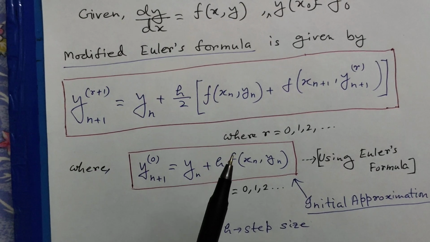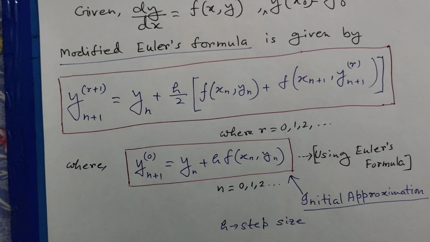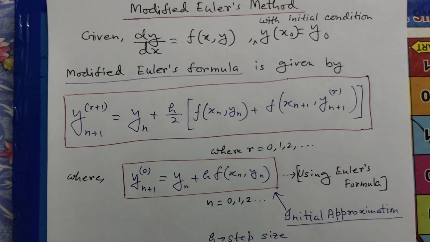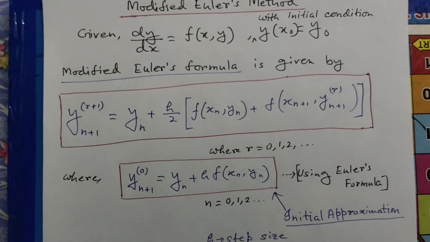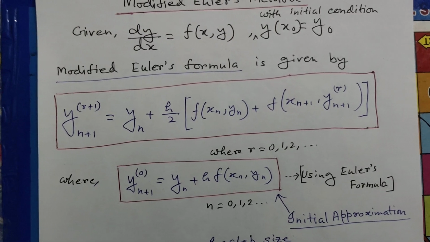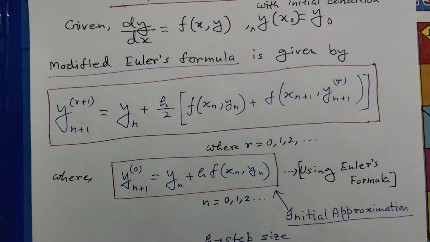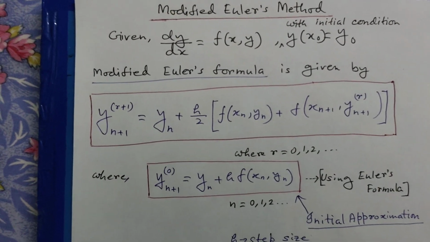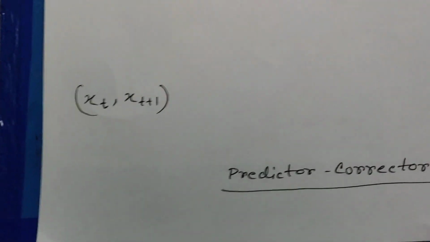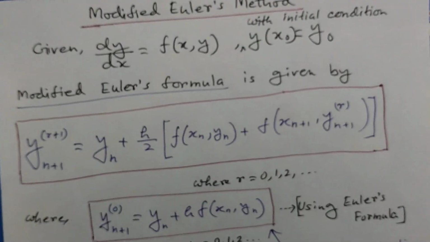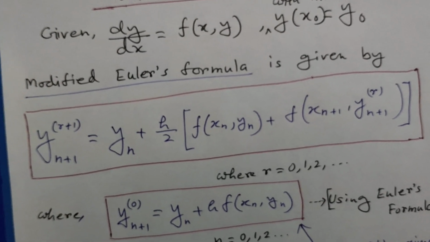And what is h? This h is the step size. I have already discussed this in my previous video regarding Euler's method. h is the step size, that is, the difference between x1 and x0, x1 and x2, x2 and x3 and so on. For your information, sometimes this modified Euler's method is also called the predictor corrector method.